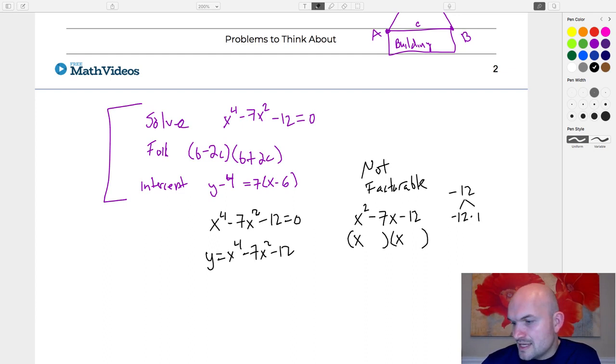So y equals x to the fourth minus 7x squared minus 12. Even though we couldn't do it algebraically, I'm assuming that you would have graphing technology with you. All right, and we do have two real solutions. They are going to be irrational, and it looks like there are two imaginary solutions.